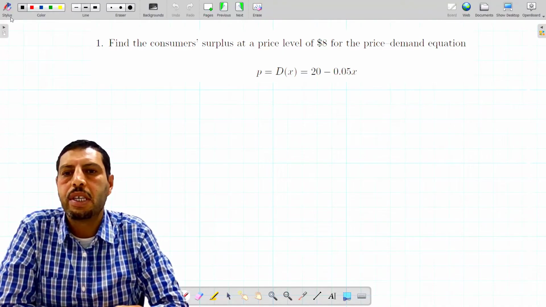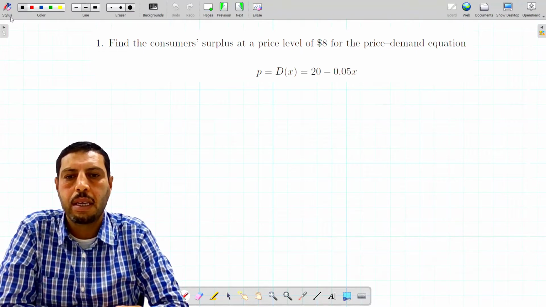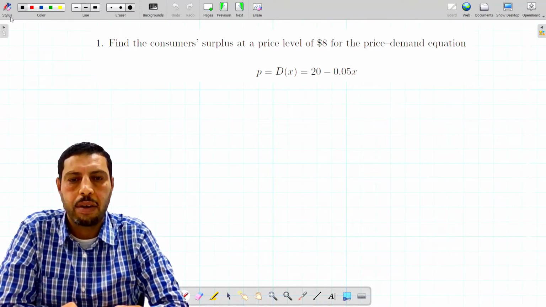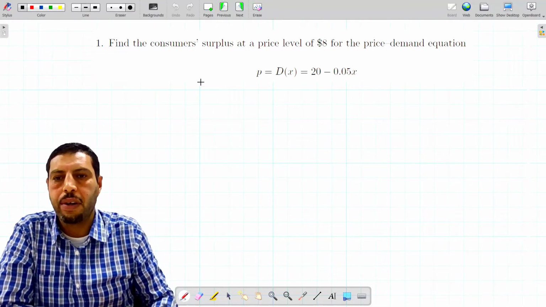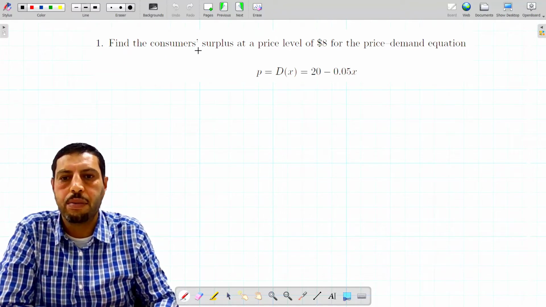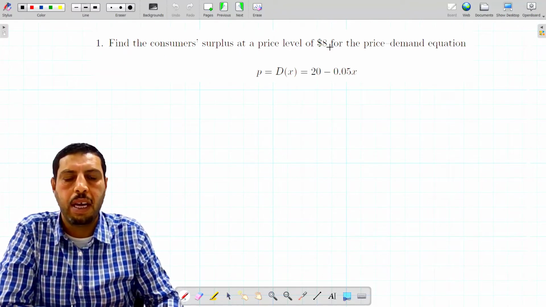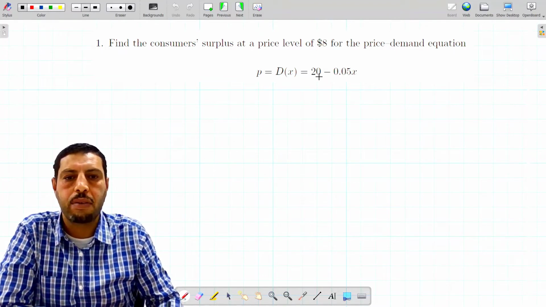Welcome to this activity, which is about computing the consumer's surplus and the producer's surplus at a given price level. Let's start with the first question: find the consumer's surplus at the price level of $8 for the price demand equation D of x equals 20 minus 0.05x.